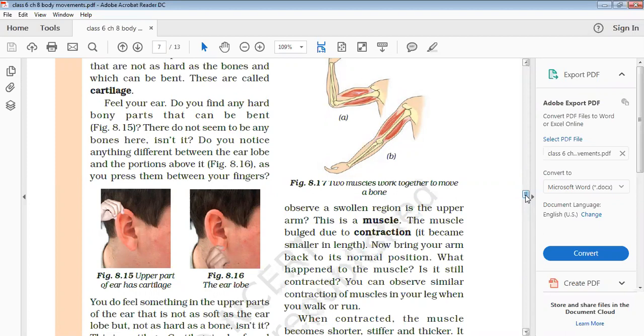If you lift up your lower arm, you will see the swollen part on the upper arm.